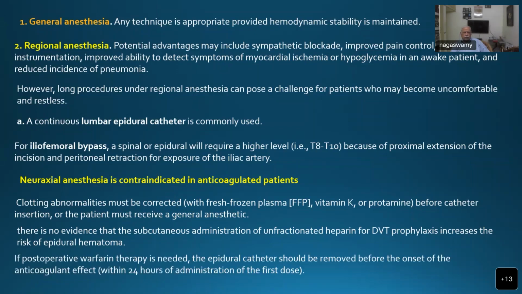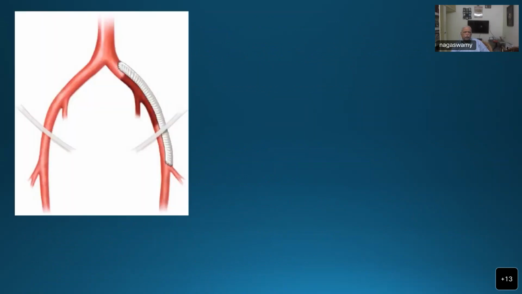If postoperative warfarin therapy is needed, the epidural catheter should be removed before the onset of anticoagulant, that is within 24 hours of the first dose of administration. So this is how the iliofemoral bypass is done. You can see this is the inguinal ligament. So the graft is placed in the bifurcation at the earliest. This is the block that is there. So the graft is placed prior to the block and then connected to the femoral. So it has to come through under the inguinal ligament and then the anastomosis.